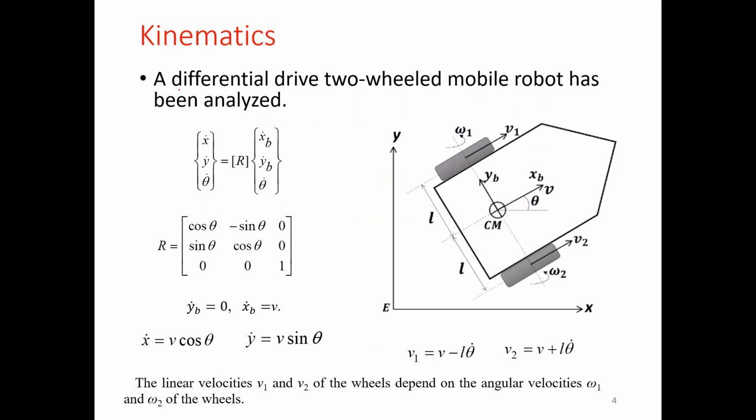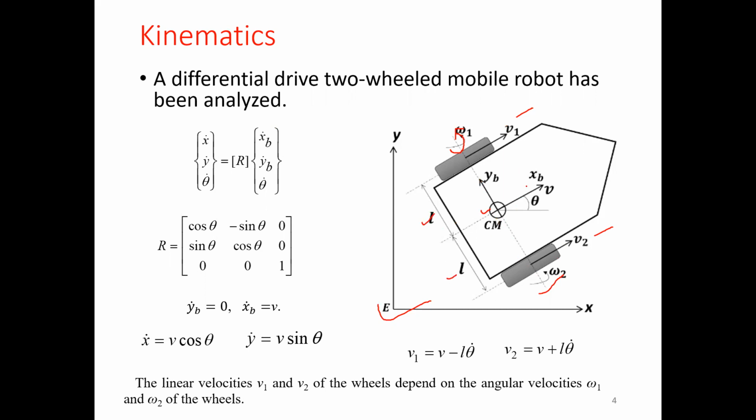So we start with the kinematics. Here we can see the schematic diagram of the robot. This is the left wheel of the robot, which is rotating with omega 1 velocity, and the right wheel with omega 2 velocity, and the linear velocities of the left and right wheels are V1 and V2. At the center of these two wheels, we consider the center of mass Cm, which is at equal distance L from each wheel.